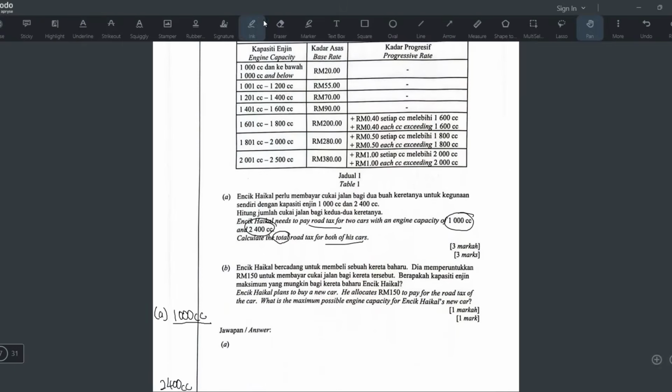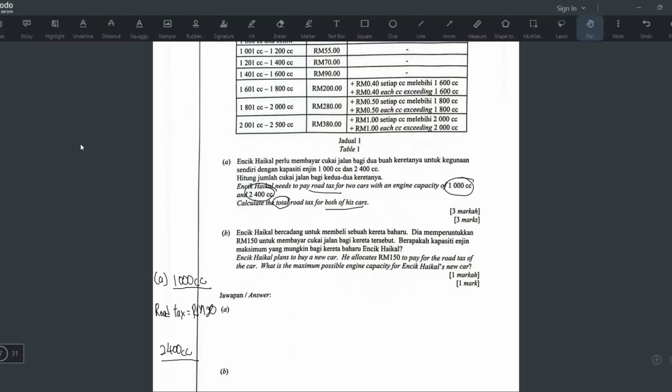Okay, for 1000cc punya, dia punya Rotex berapa? So 1000cc and below, dia punya base rate RM20, progressive rate kosong. So that means the only Rotex yang dia kena bayar is RM20 lah. So I write here Rotex for this kenderaan RM20.